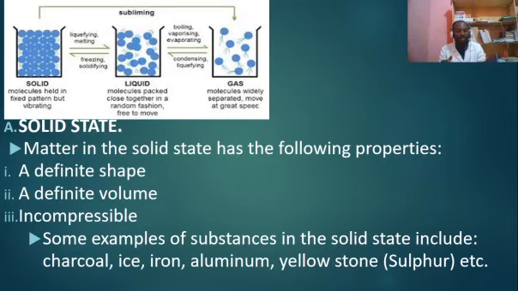This is an example of a solid. You can see my writing pad. It's a solid, almost a square, but I still see more of rectangular, difficult to compress. Some examples of substances in the solid state include charcoal, ice, iron, aluminium, yellow stone or sulfur. Those are examples of substances in the solid state.